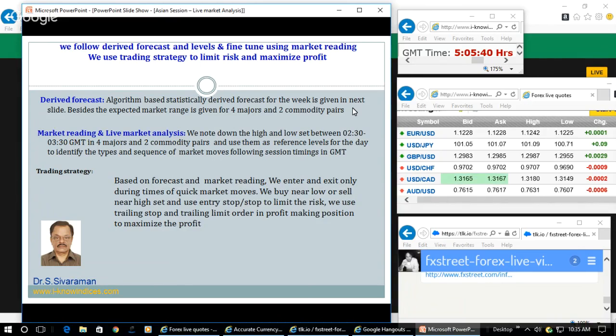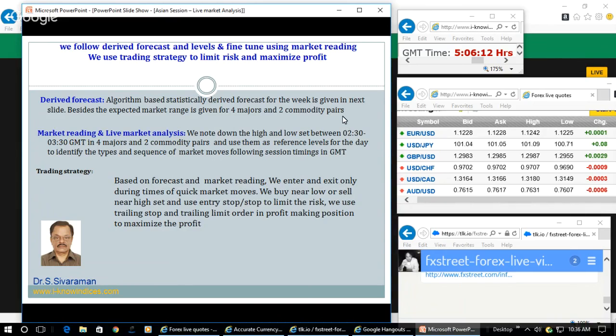When you have the forecast giving the trend in a specified time frame, then it is easy for us to take an appropriate trading decision. We should do, in this particular time frame, a buy and sell trade, in that particular time frame a sell and buy trade. That sort of decision you will be able to make. So that will reduce our uncertainty to a greater extent.